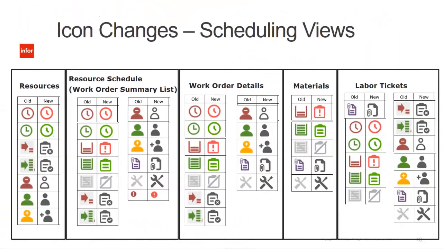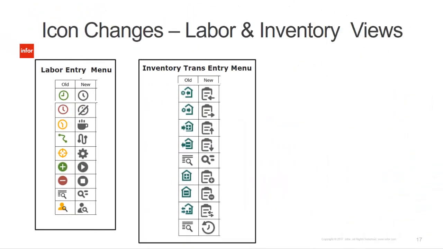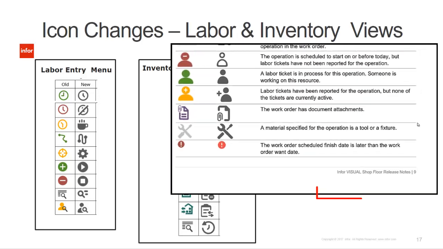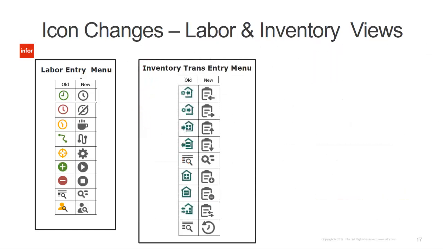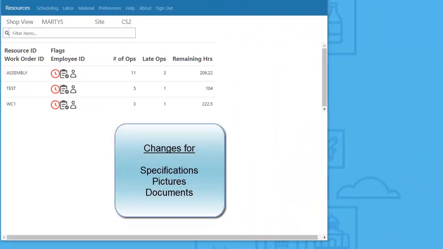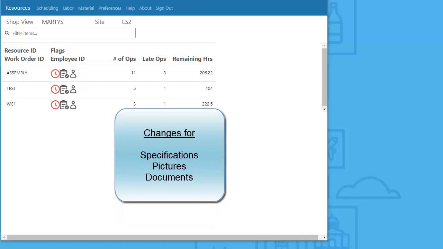Here's just the comparison between what the old and the new have in the scheduling views, as well as looking over here at the labor and inventory views. The icons have changed. You can go to the release notes to see further details about the icons. Next, we can review the changes that we've done for specifications, pictures, and documents.